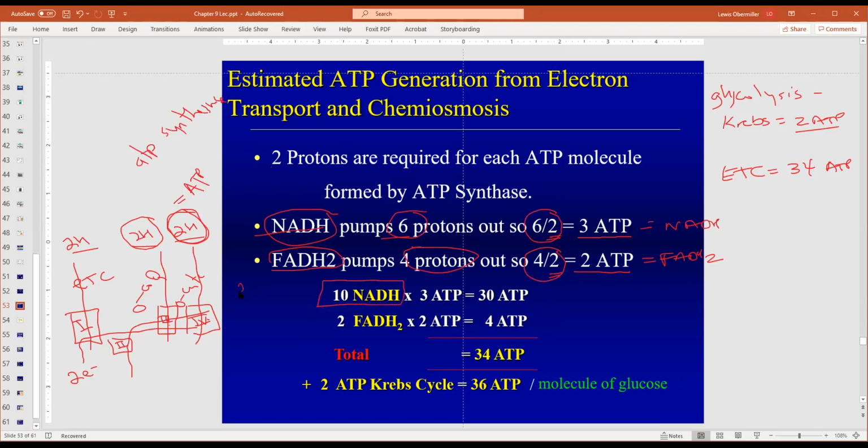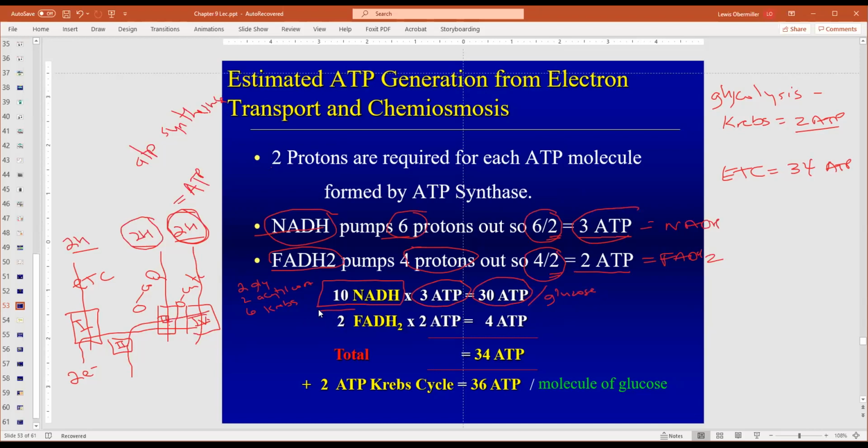All right, so then if we just do the math, we know that we get 10 NADH. Remember, we get 2 from glycolysis, 2 from making acetyl-CoA, and then 6 from the Krebs. So that gives us 10. We multiply that by 3, which is how many we get for each one, and that gives us 30 ATP total per glucose.